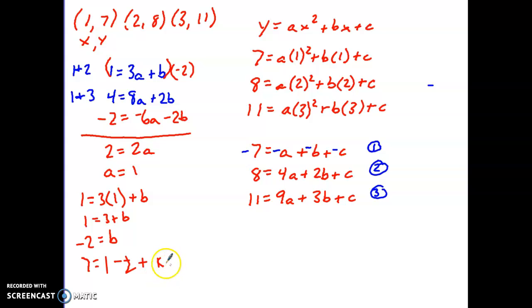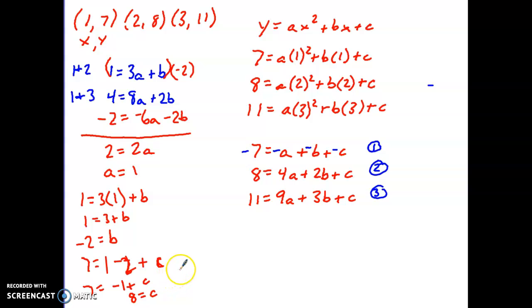Now, I just need to simplify this, so I apologize here. The computer was thinking a little hard. 1 minus 2 is negative 1 plus c. Add the 1 over, and I get 8 equals c. So now I have a, b, and c.